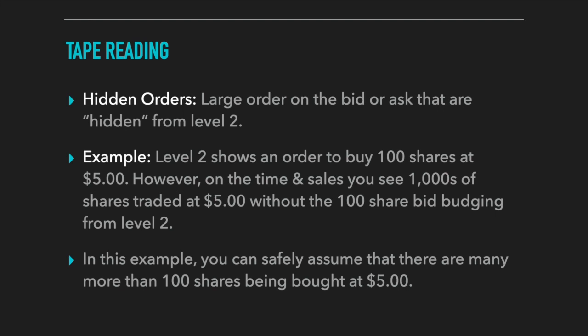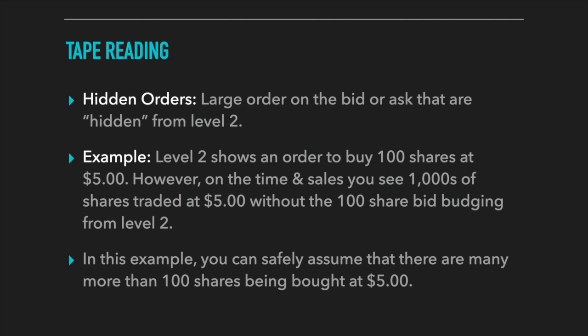So first and foremost, hidden orders are just large orders on the bid or on the ask that are hidden from level 2. So to give you an idea of how you may spot a hidden order, for example, let's say that you see on the level 2 there is an order to buy 100 shares of the stock at $5. However, because you're reading the tape and you're looking at the level 2 and the time and sales at the same time, over on the time and sales, you see thousands and thousands of shares being traded at $5, but that same 100 share bid at $5 is still there and hasn't budged from level 2.